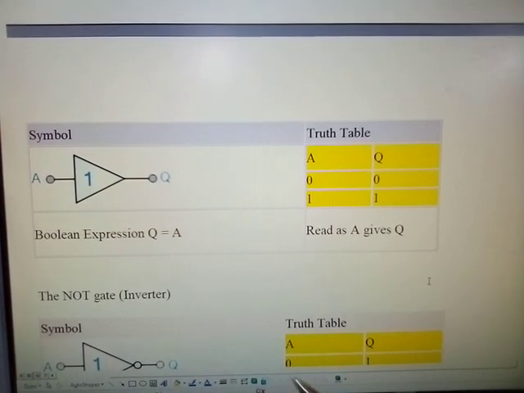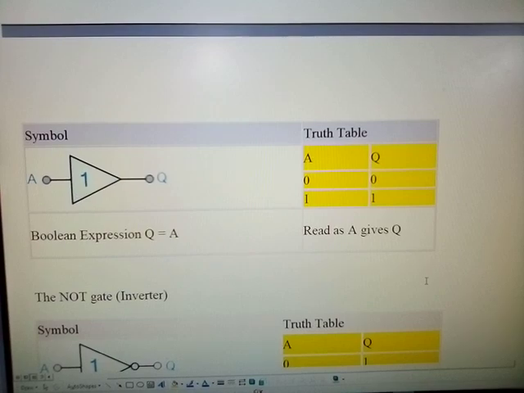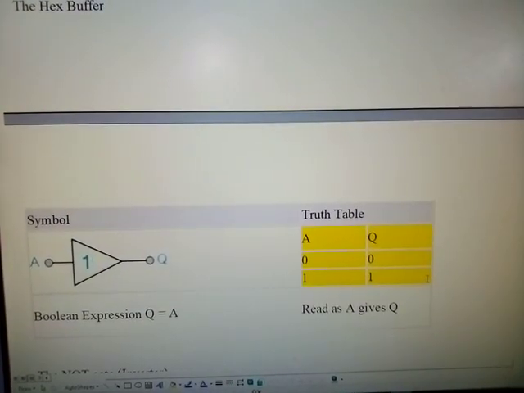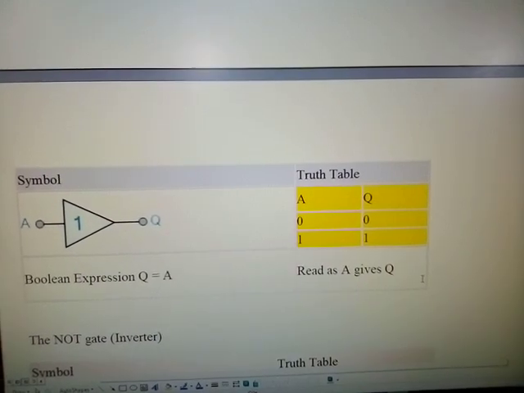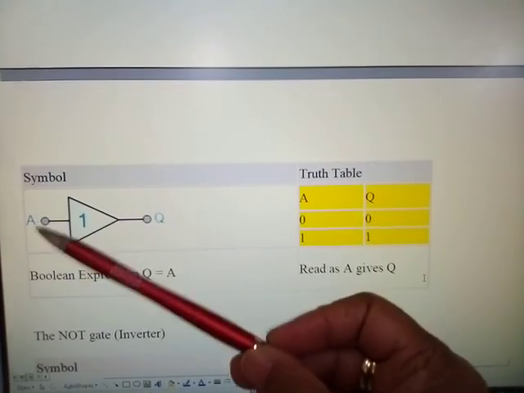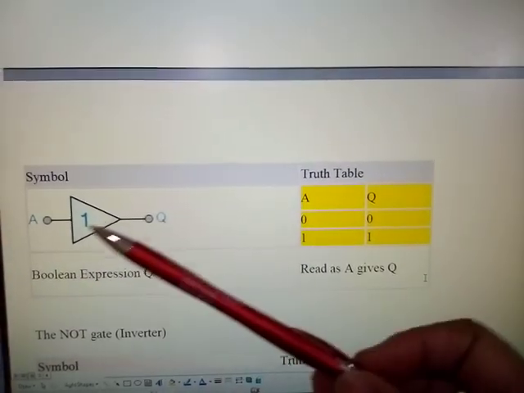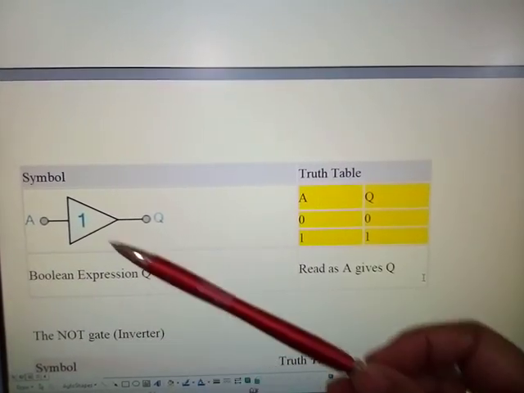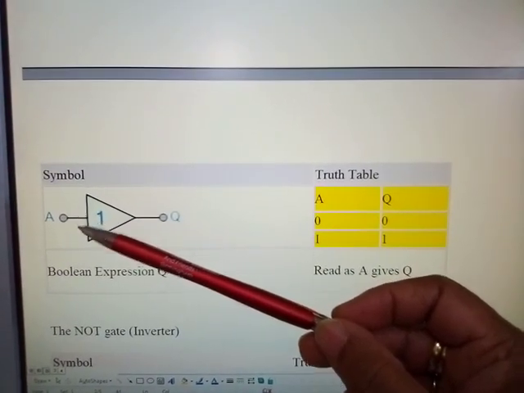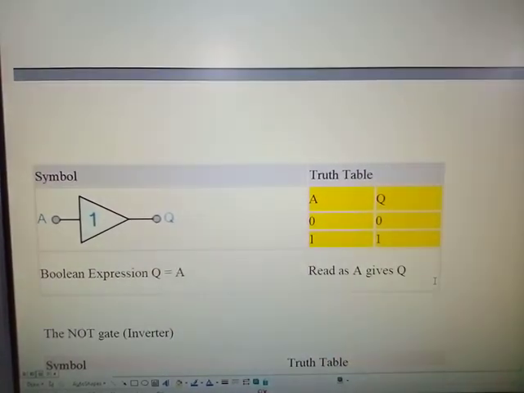Now here we are. Symbol, Boolean expression. And here you can call this just a NOT gate. Okay, I will refer to it as a NOT gate because simply you get out what you put in, basically. But this will be an inverted NOT gate. So here we have the basic NOT gate. So you get out what you put in. Expression Q equals A. Right?